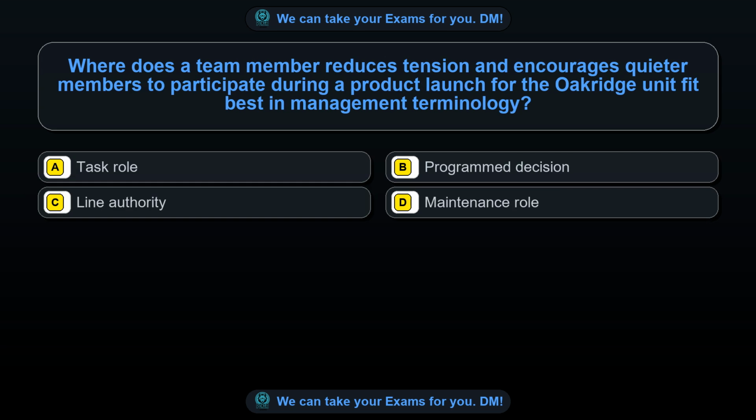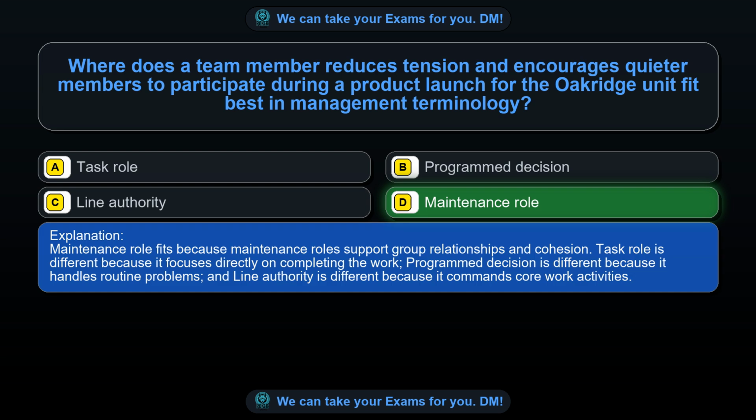Question 62. Where does a team member reduces tension and encourages quieter members to participate during a product launch for the Oak Ridge unit fit best in management terminology? Option A, task role. Option B, program decision. Option C, line authority. Option D, maintenance role. The correct answer is option D, maintenance role.